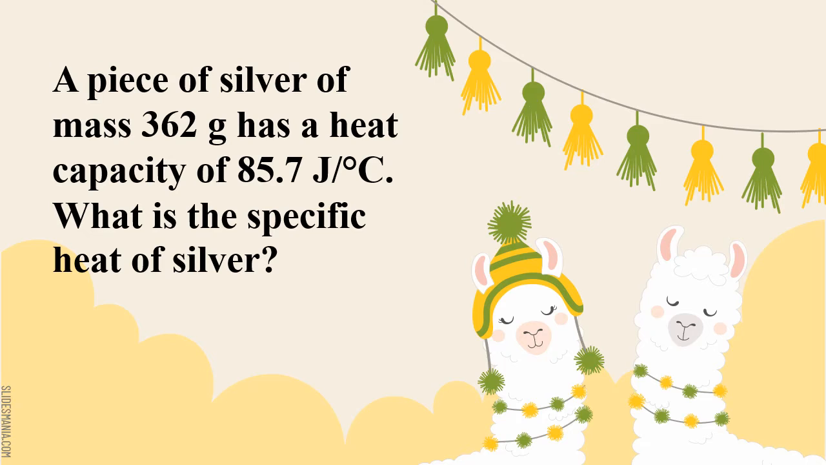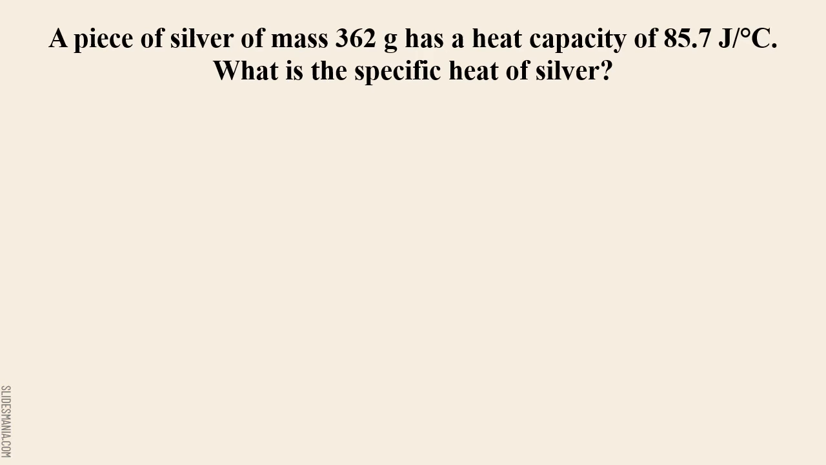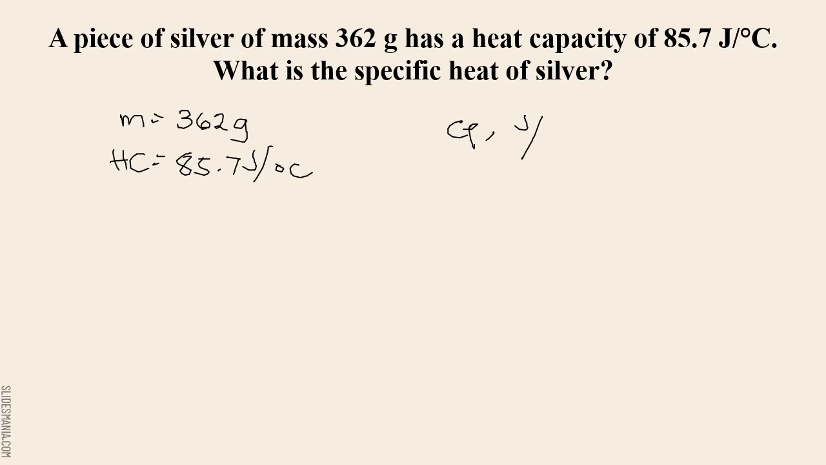Now let's have another example. A piece of silver has a mass of 362 grams and has a heat capacity of 85.7 joules per degree Celsius. What is the specific heat of silver? So mass, and then your heat capacity. What is our unknown? It is your Cp. This is in terms of joules per gram degree Celsius.